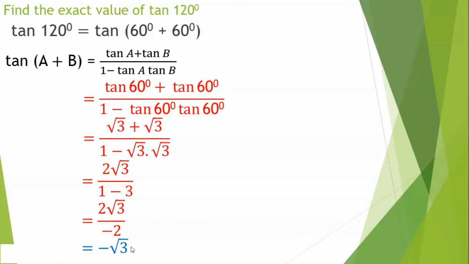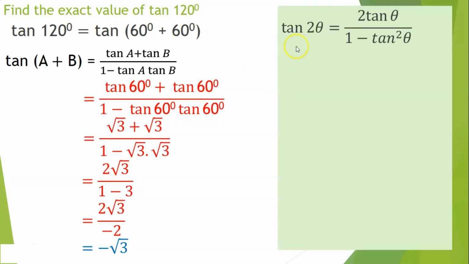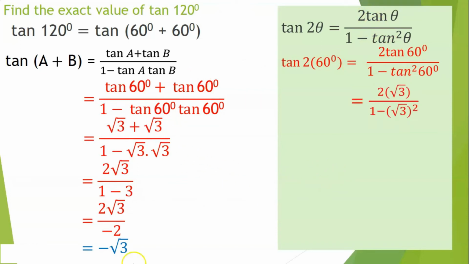Now, another way of solving for tangent 120 is to make use of the double angles. It's because if you double 60, we will end up with 120 degrees. So with this, 2 times 60 and replaced here. So simplifying. So again, tangent 60 is square root of 3.